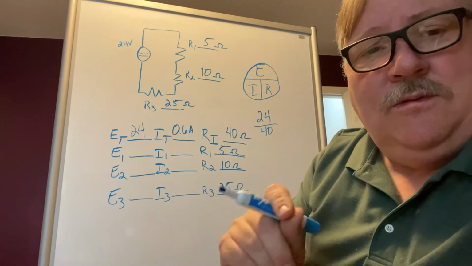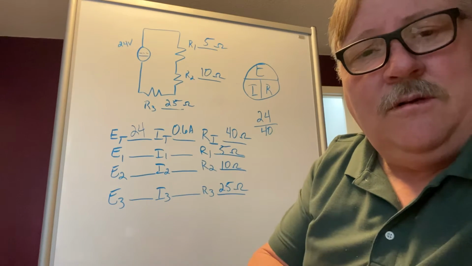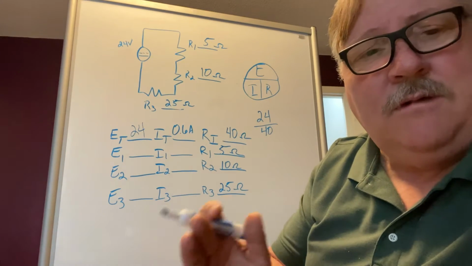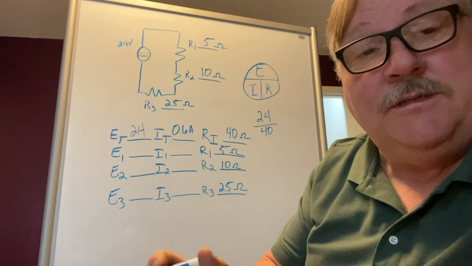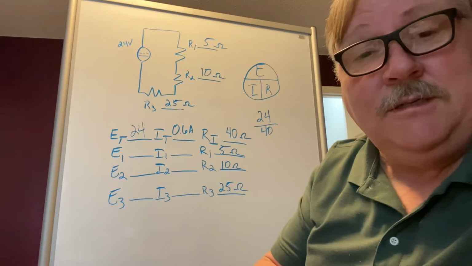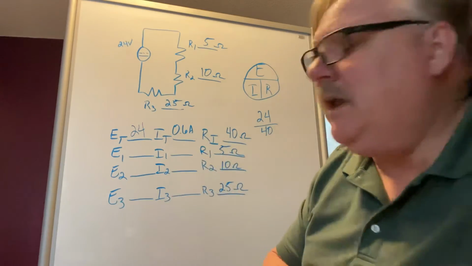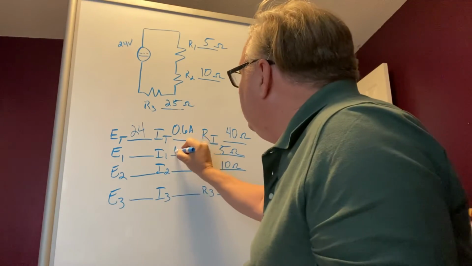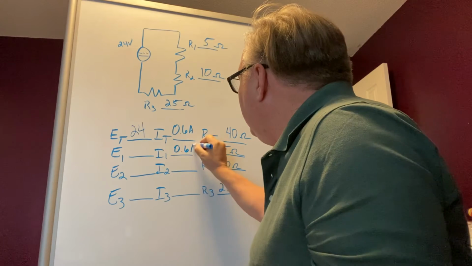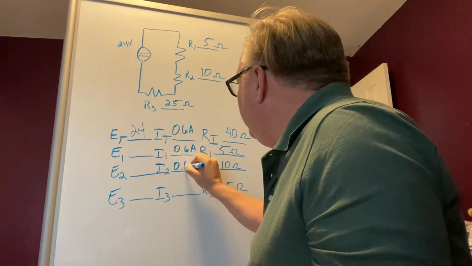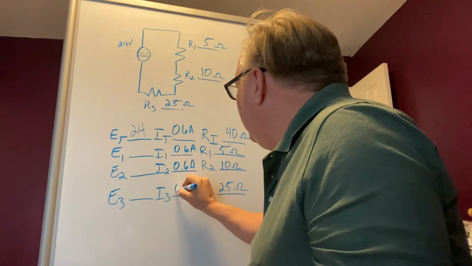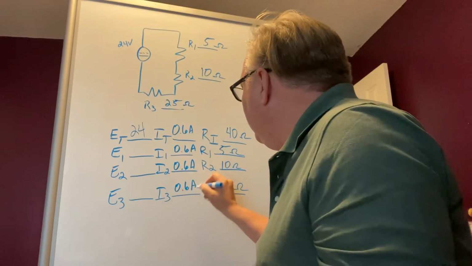Okay, so the rule in a series circuit is that our voltage is what changes on each one of the parts of our circuit, but our current stays the same throughout. So we're going to go ahead and just bring our current down automatically. So 0.6 amps, 0.6 amps, and 0.6 amps.